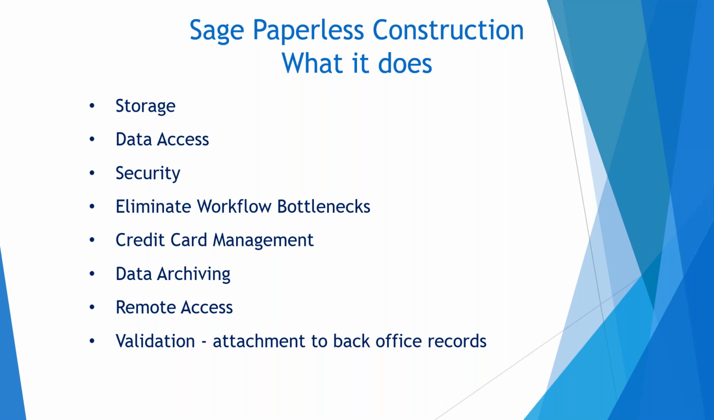And then I'll also show you that whether you have Sage 100 Contractor or Sage 300 Construction and Real Estate, those documents then become permanently attached to the back office records. So if I'm looking at a job cost inquiry and I have a question about a dollar amount, I can drill down on that until I see the actual documents that support that transaction. So we'll take a look at that.